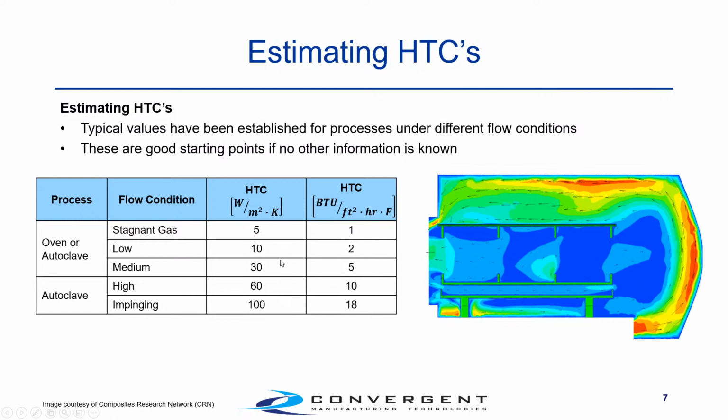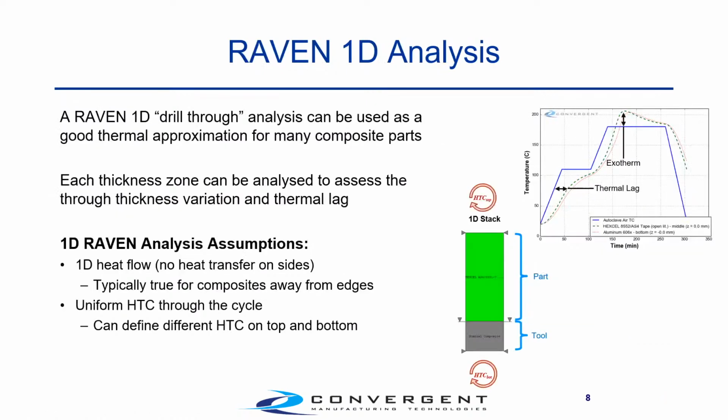And ovens and autoclaves, they can overlap. Typically, though, an autoclave will give you a better HTC, which is one reason why they're used in industry. So the Raven 1D analysis is a good approximation for many composite parts. And this is because they're relatively thin and the in-plane conductivity is much, much higher typically than the through thickness conductivity. And that means that the through thickness direction becomes the limiting heat transfer direction in most parts.